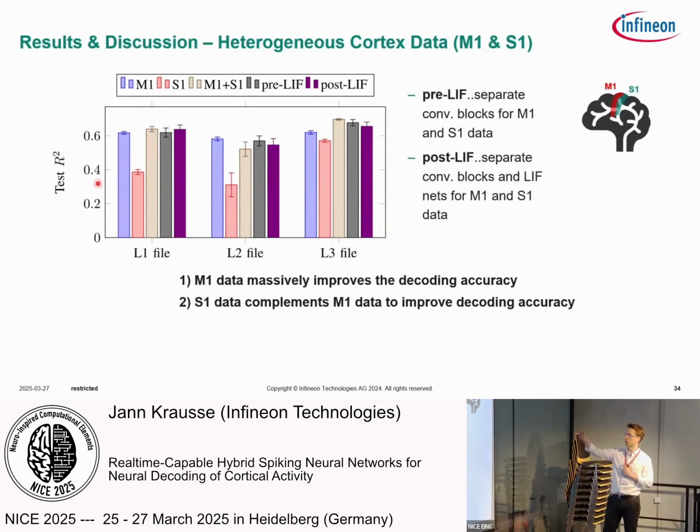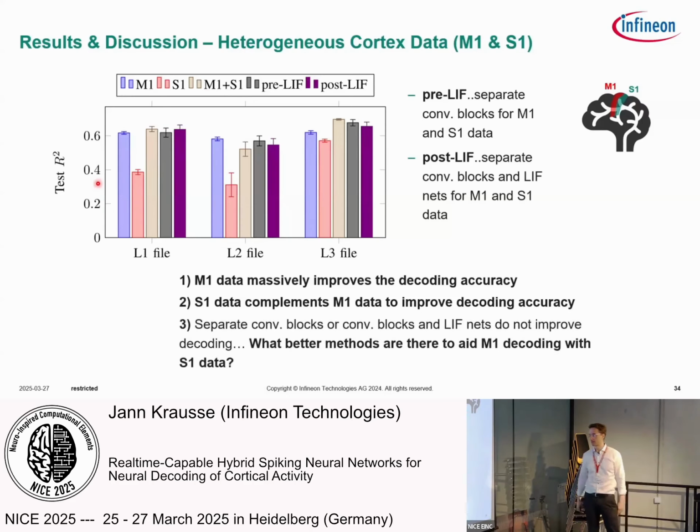And then we tried those two approaches, pre-SNN and post-SNN, basically having separate convolutional blocks for M1 and S1 data, and having both separate convolutional blocks and spiking blocks for both types of data. And having this kind of separate treatment for both data types didn't really do anything for us. However, we are convinced that there are some more sophisticated methods to have this nice baseline of M1 decoding and then aid this with additional data from the S1 cortex. So yeah, we are not sure what this could be, but maybe other papers in the future will answer this question.